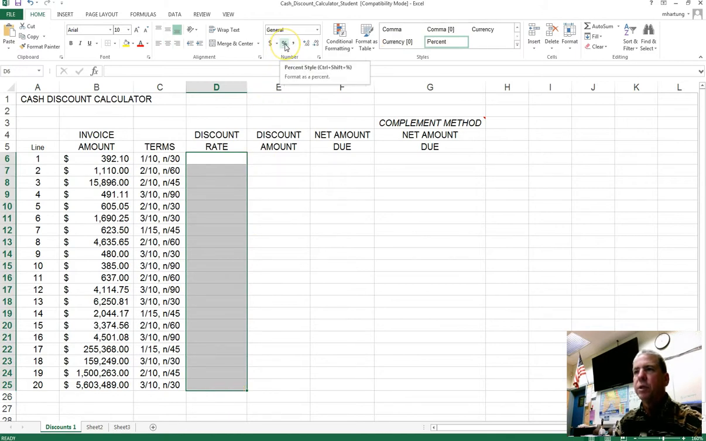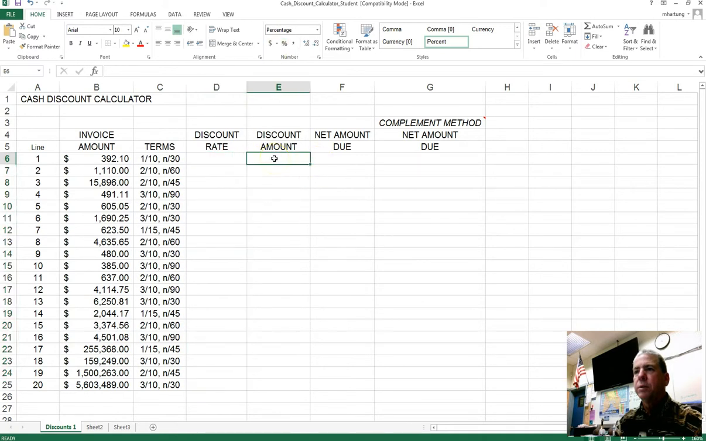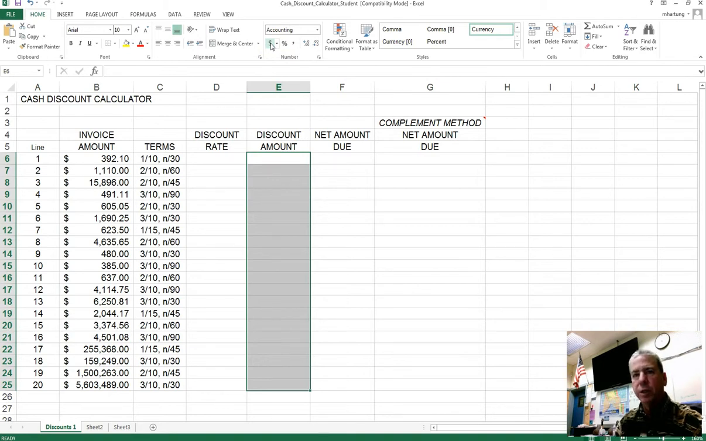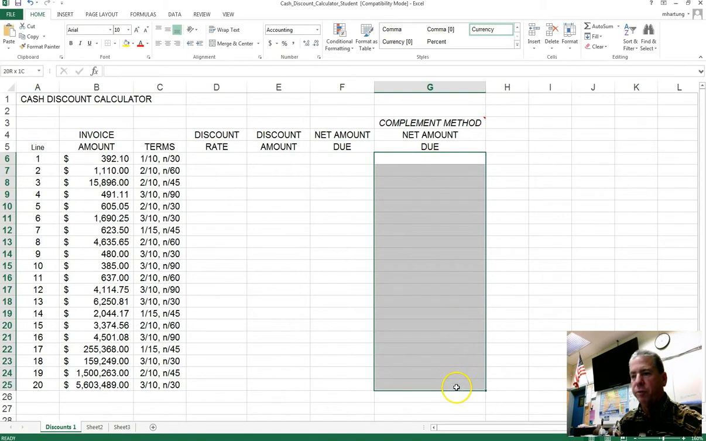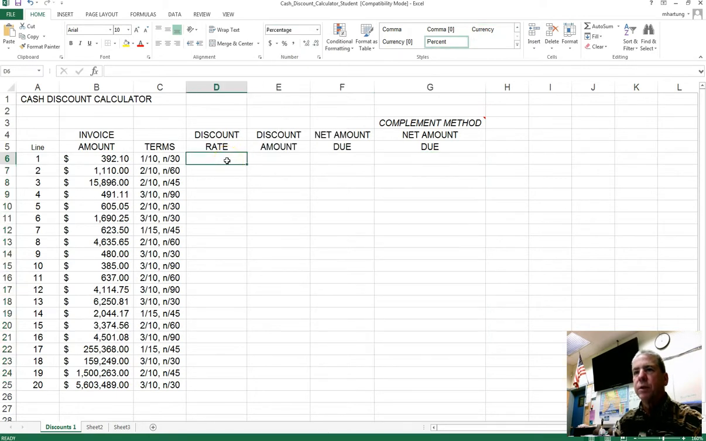And there's our shortcut. Discount amount is going to be currency. There's our shortcut for accounting format. If at any time we're going too fast, you just pause that and go ahead and take care of your worksheet. Net amount due will be formatted as currency and accounting format. And then also column G will be formatted as accounting. There we go. So if you need to, go ahead and pause the video and take care of that.